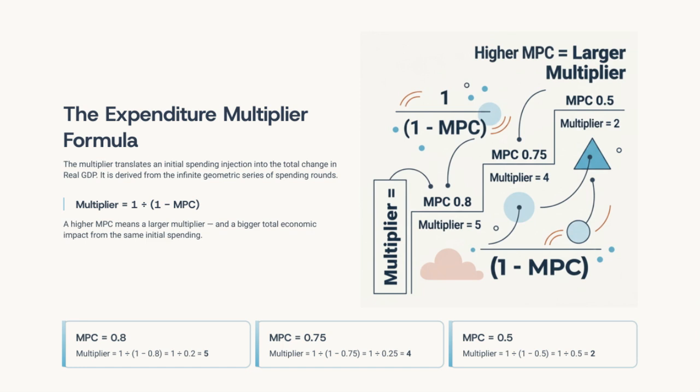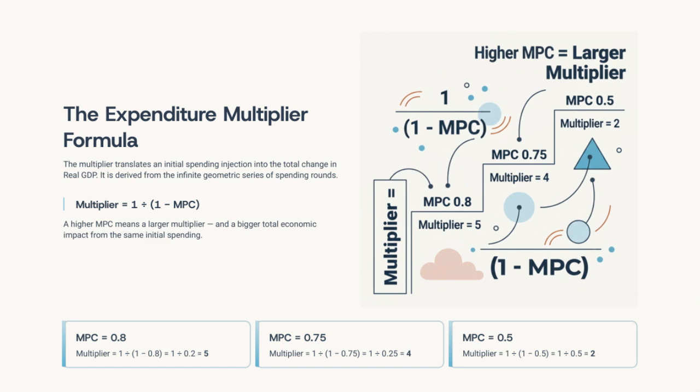And if the MPC is 0.8, the multiplier is 1 divided by 1 minus 0.8, which equals 1 divided by 0.2, giving us a multiplier of 5. Again, a higher MPC means even more total economic impact from the same initial expenditure. So, the key takeaway here is that a higher MPC leads to a larger multiplier, amplifying the overall effect of initial spending on the economy.